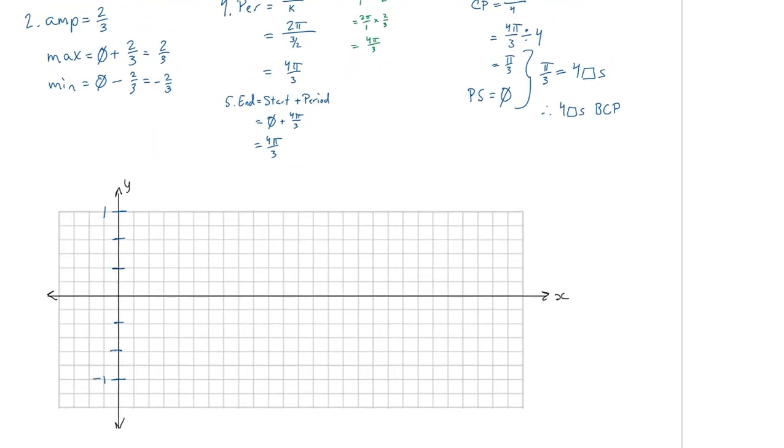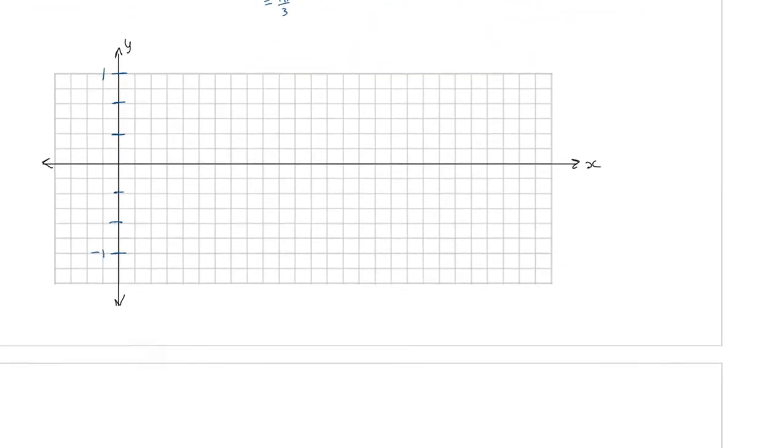Okay, pi/3 was every 4 squares. So I'm going to count 4 squares, 1, 2, 3, 4, and put pi/3. 1, 2, 3, 4 to 2 pi/3. 1, 2, 3, 4 to 3 pi/3, which is pi. And yes, you have to reduce those fractions when you're labeling your scale.